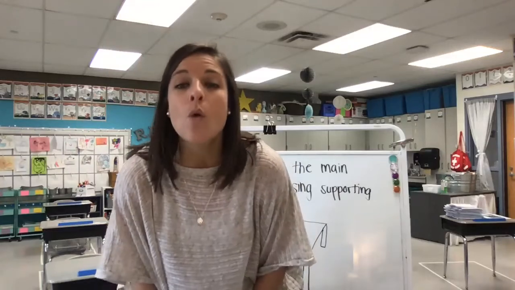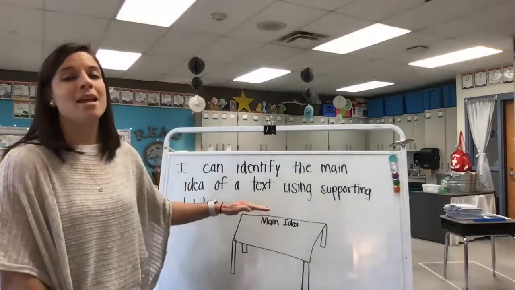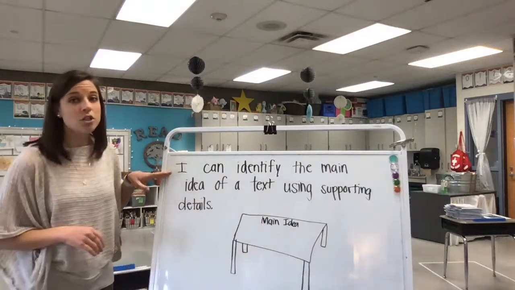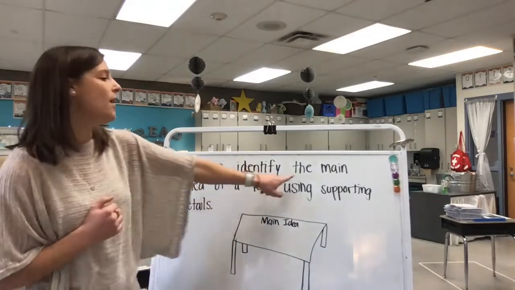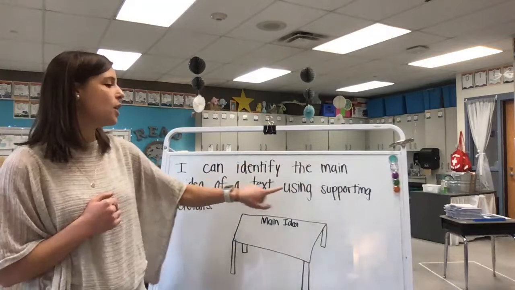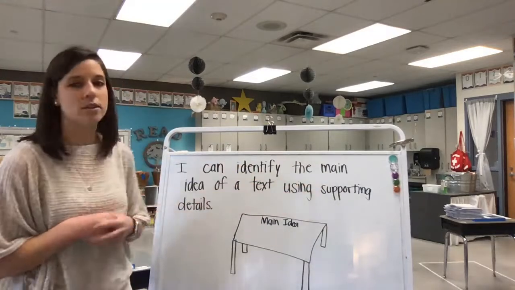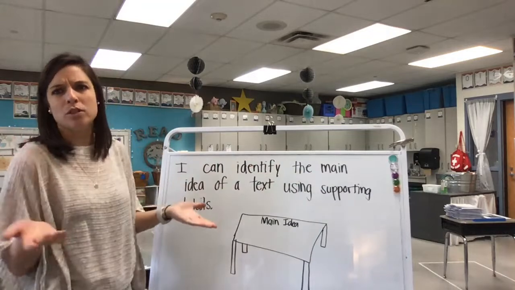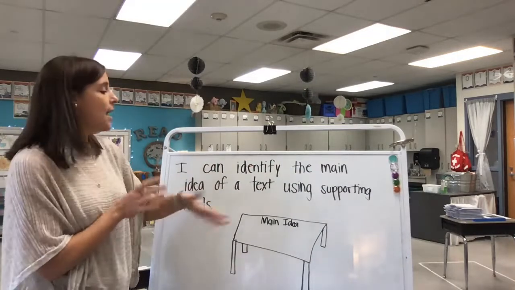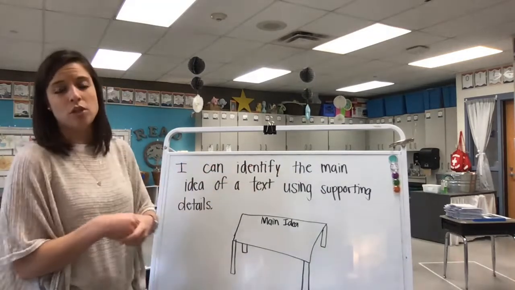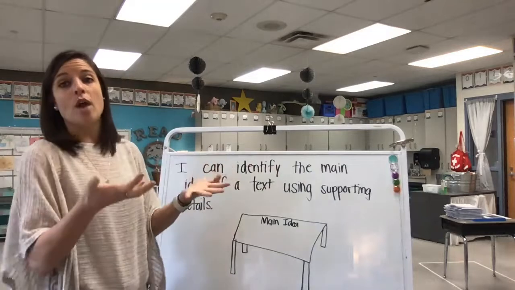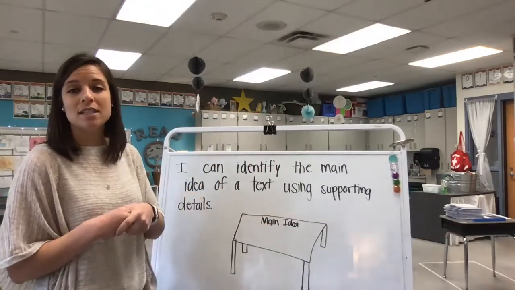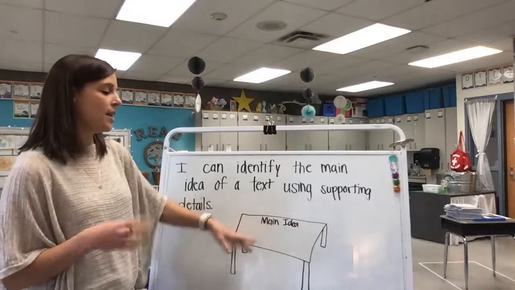Very good. So we're going to go over our main idea and supporting details today. So our learning target says, I can identify the main idea of a text using supporting details. That means that you're able to name the main idea, what the story was mostly about, and supporting details. So some things throughout the story that told us it's important. And we're going to put those things together to talk about the main idea and supporting details.